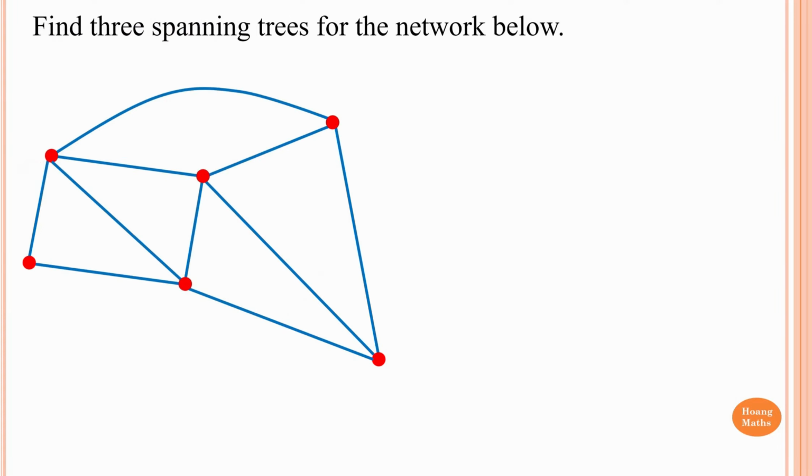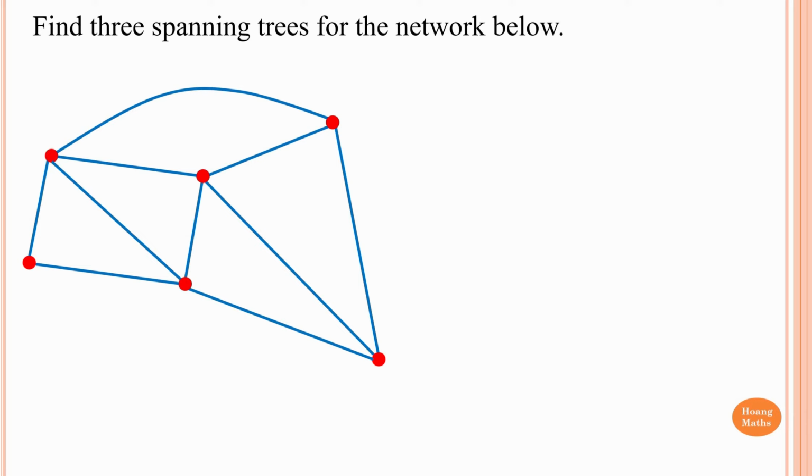Please stop the video and try this one yourself. Find the spanning trees for the network below. Your answer might be different from mine, but that doesn't mean that you're wrong, okay? Just make sure you connect all the vertices together with only one edge between them and there's no cycle.